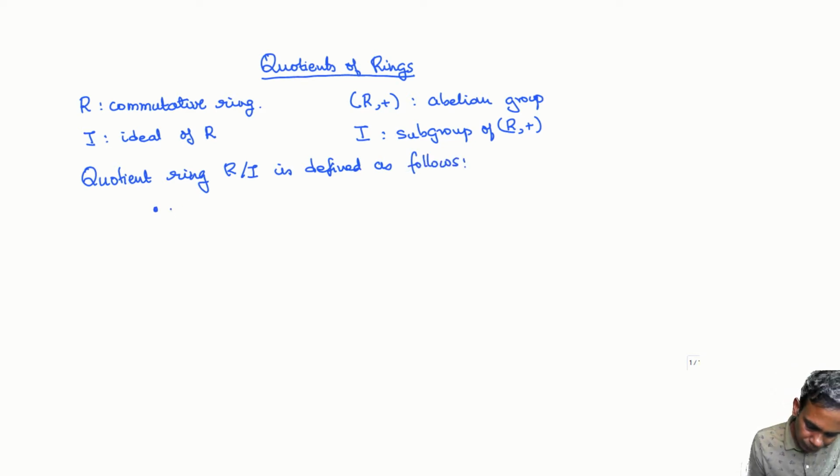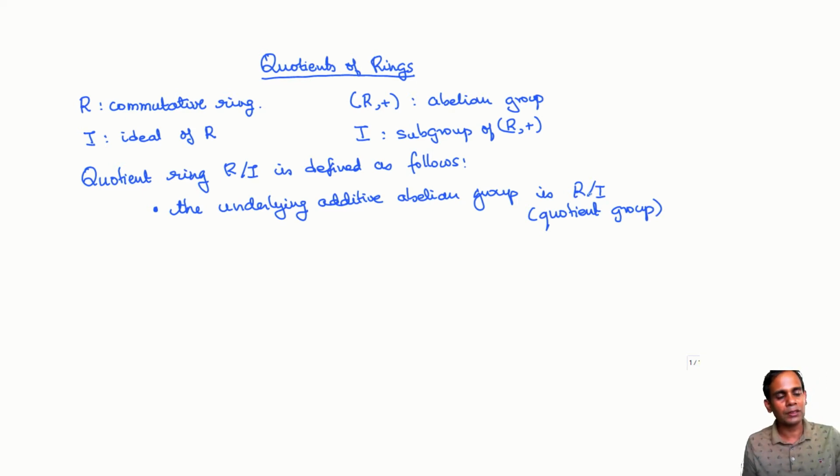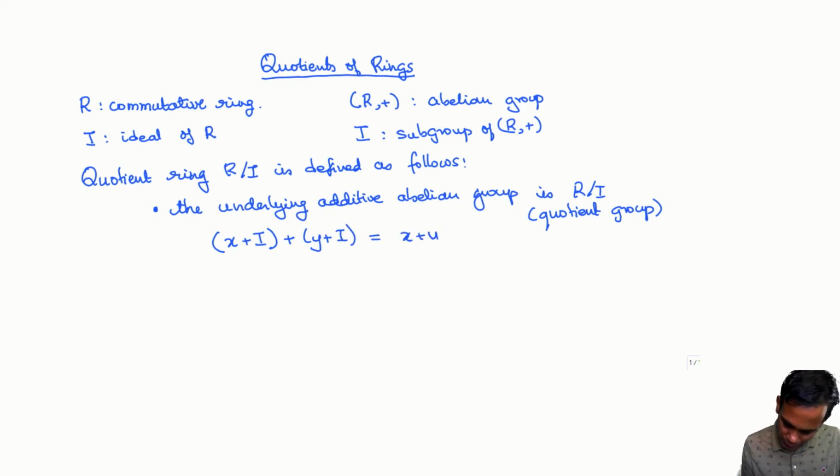The underlying additive abelian group is just the quotient group R mod I. This is the quotient group. What does this really mean? So its elements are cosets of I, left cosets or right cosets, they are the same. So an element of R mod I is of the form x plus I, x plus the set of all elements that can be written as x plus an element of I. This is a coset of I and this is an element of R mod I. And now we need to define the sum of two cosets, x plus I plus y plus I. And here we follow our rule for taking quotients of groups. And so this is just going to be x plus y plus I.